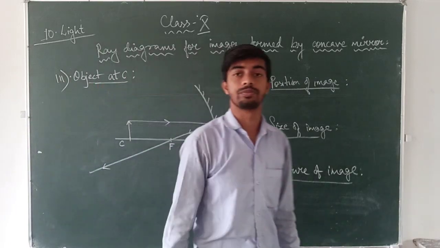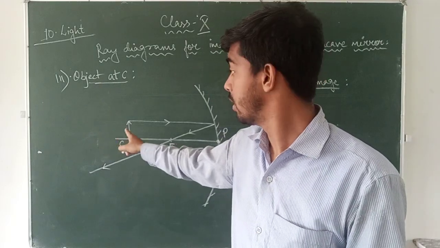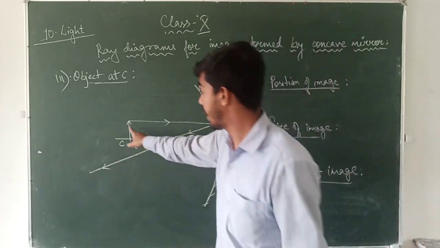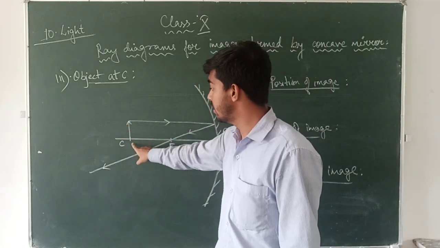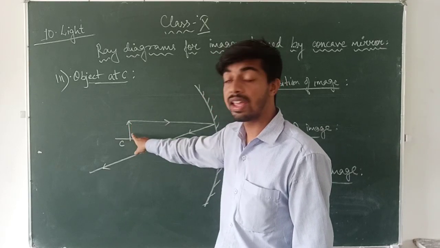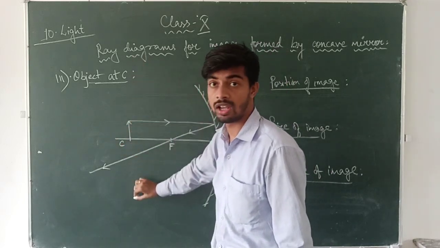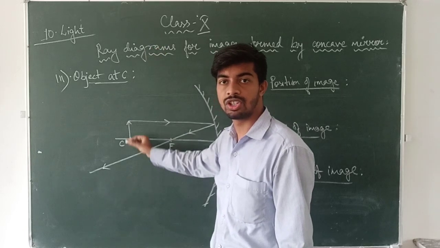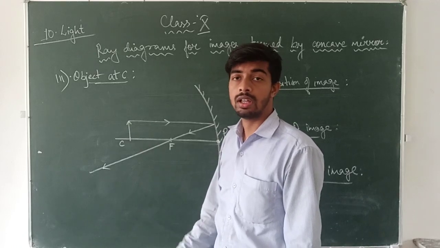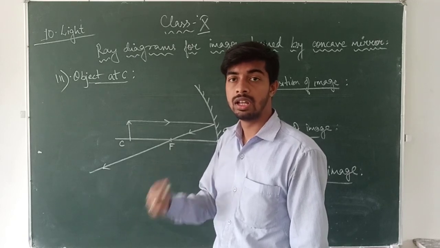Now, second thing. In the previous one, we took 2 rays from the tip of the object: the first ray goes parallel to the principal axis and reflects through focus, and the second ray goes to the center of curvature. Now in this case, the object is itself at the center of curvature. So the ray cannot go through the center of curvature. Even if the ray goes, it will go like this, in a vertical position, which is not possible as it will not reflect. So here we will use our second rule: a ray passing through focus goes parallel to the principal axis after reflection.